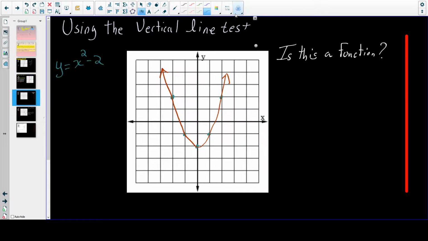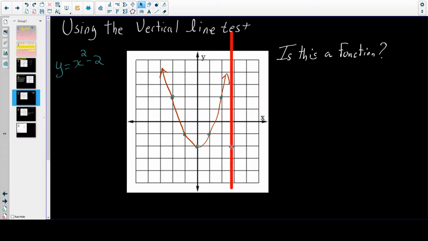So let's do another example. Using the vertical line test, is this a function? This happens to be the graph of x squared minus 2. So we're going to use our vertical line test. Again, I'm going to move my vertical line horizontally through the graph. Okay. It seems that everywhere that my vertical line touches, it only touches it at one point. So is this a function?